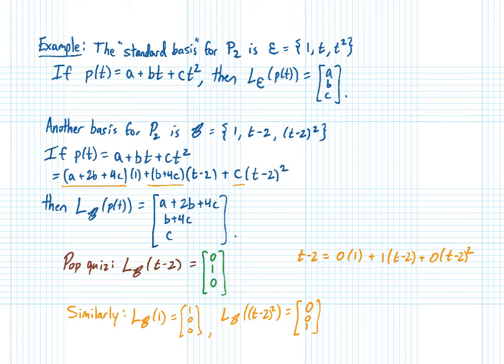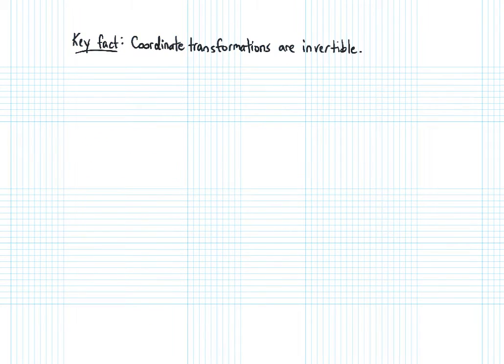This illustrates a general principle about the coordinate transformation: what it really does is that it takes the basis vectors in V that you're using, and it transforms them into the standard basis vectors in Rn. So, an important fact about coordinate transformations is that they are invertible. And this is really something that you can see directly in the definition.